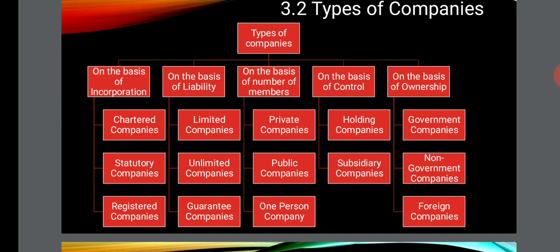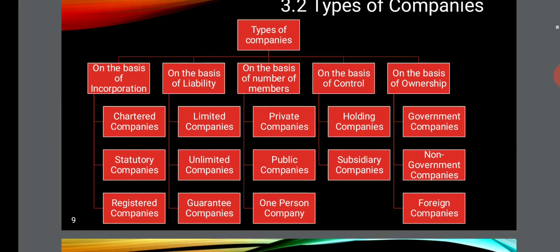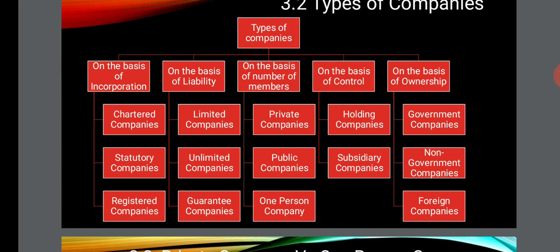In private companies there can be a maximum of 200 shareholders. In public companies, n number of people hold the shares of the company, the public at large. On the basis of control, a holding company is the company which has more than 50% share of the subsidiary company, and a subsidiary company is the company in which 51% of the shares lie with the holding company.